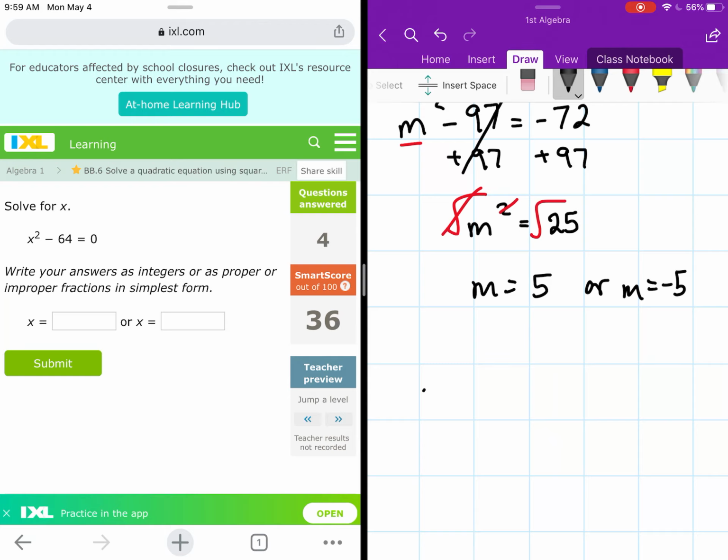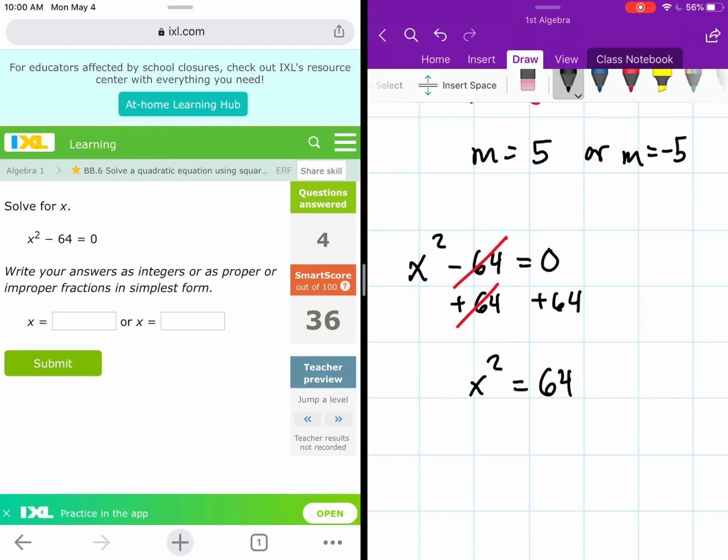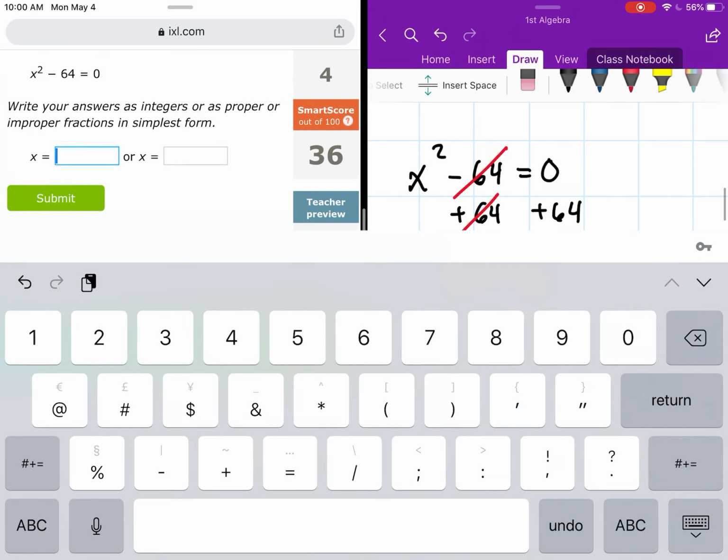Again, the same thing we just did. So another example here, we have x squared minus 64 equals 0. Add 64 to both sides of your equation. They cancel on the left side, leaving you with just x squared equals 0 plus 64 is 64. Then you take the square root of both sides, leaving you with x equals 8 or x equals negative 8.